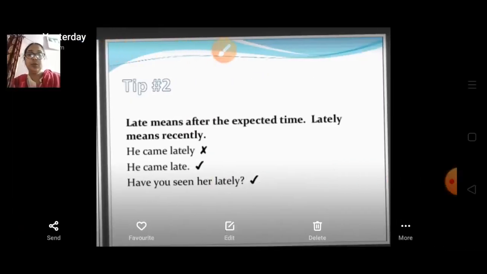Now tip number 2: late means after the expected time, and lately means recently. So "he came lately" is wrong. "He came late" is correct because it shows the expected time. "Have you seen her lately?" means recently. So this is tip number 2 on using lately.